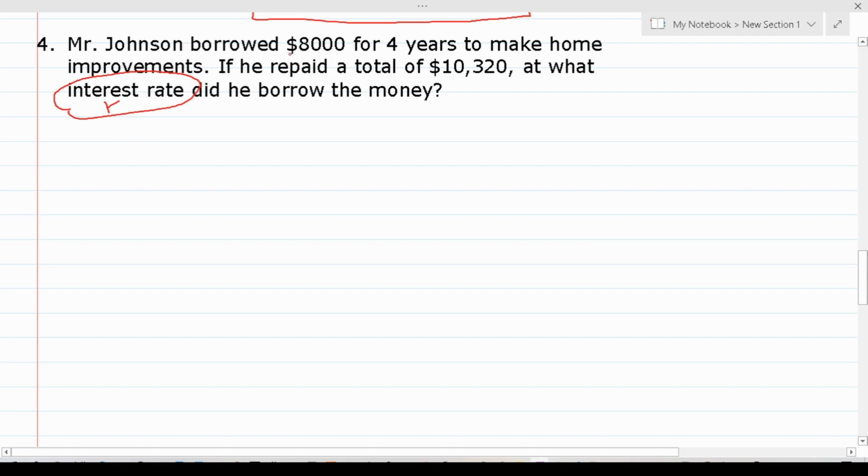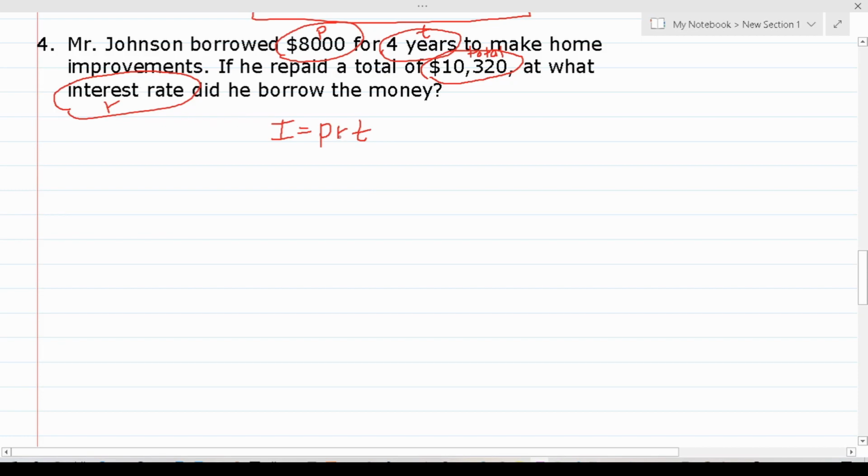In addition, we're told that he borrowed $8,000, so we know that's our principal, for 4 years, which is our time. Beyond that, we were told that he repaid a total of $10,320. So this is the total he repaid. The simple interest formula is I equals P times R times T. And as I mentioned, if you're given at least 3 of these variables, you can figure out the other one.